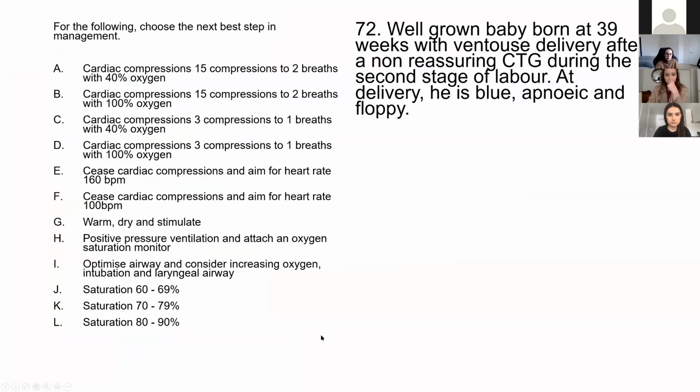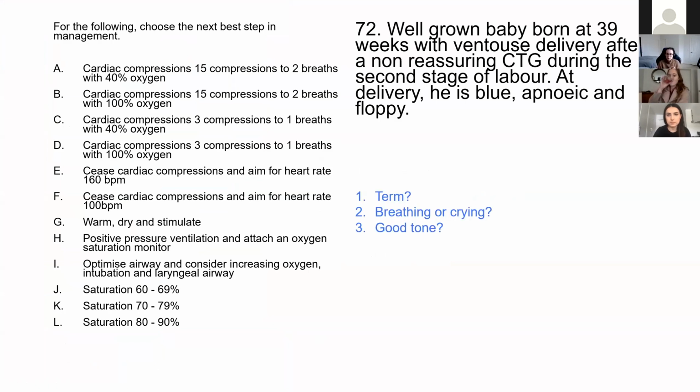So let's go over a question now. A well-grown baby is born at 39 weeks with a ventouse delivery after a non-reassuring CTG during the second stage of labor. At delivery, he's blue, he's apneic, and he's floppy. So first off, let's think of these 3 questions.